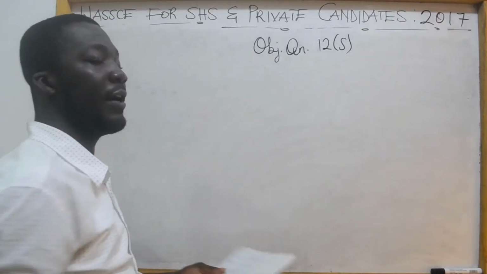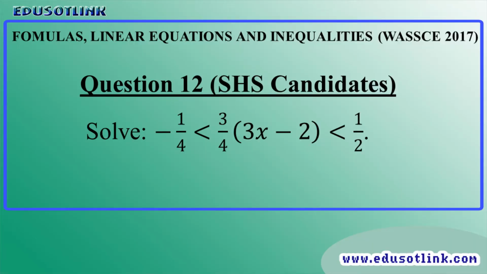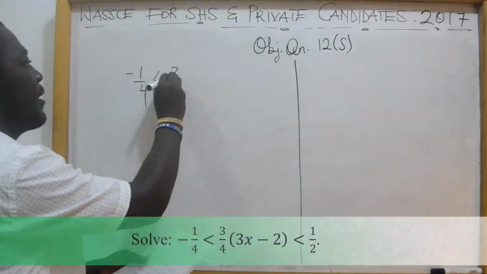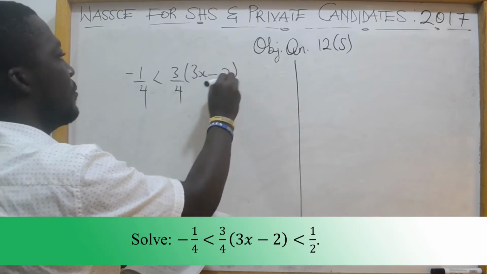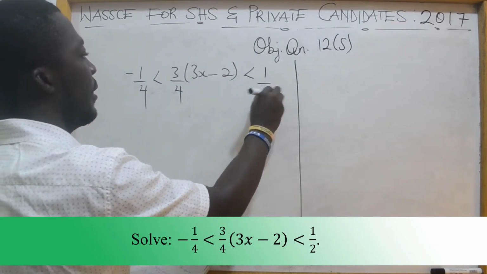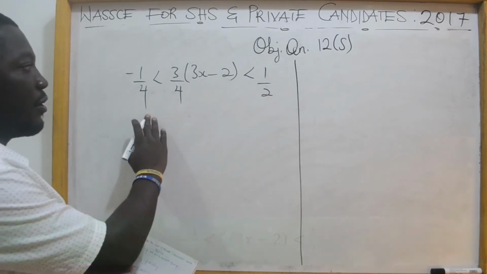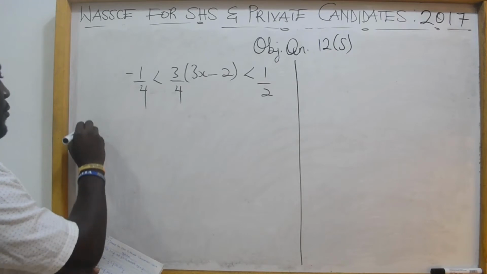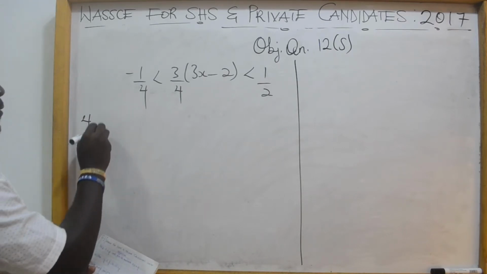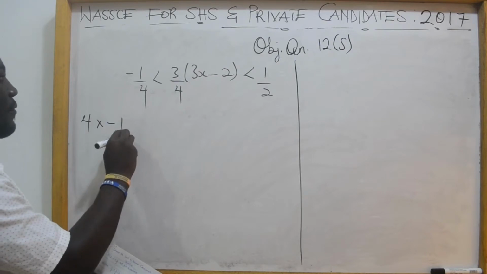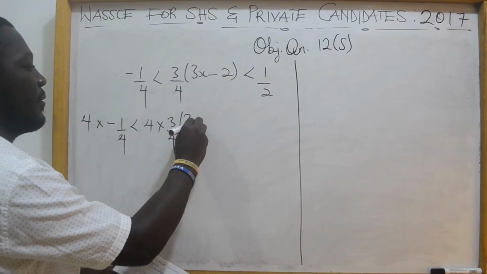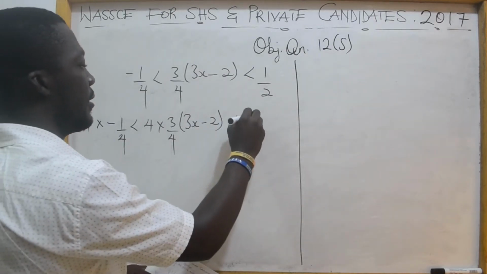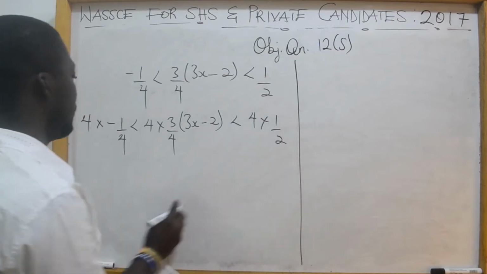Objective question 12 for SHS candidates. We are to solve -1 out of 4 less than 3 out of 4 bracket 3x minus 2 less than half. Of course, the least common denominator is 4. So we multiply each term by 4. So 4 times -1 out of 4 less than 4 times 3 out of 4 bracket 3x minus 2 less than 4 times 1 out of 2.